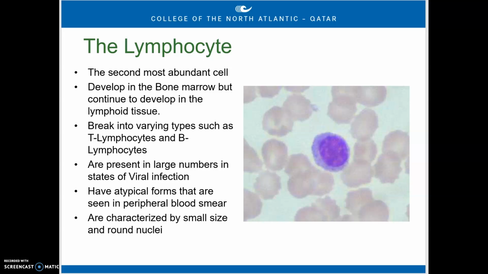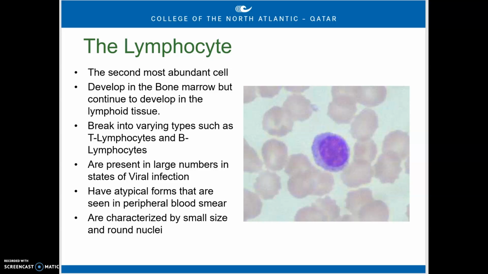The lymphocyte, this is going to be the second most abundant of the white blood cells. And this cell will develop in the bone marrow, but it'll continue to develop and it'll also mature in the lymphoid tissue. Now we're going to talk about the lymphatic system in another unit, so I'll save that talk for then. They can further develop, or we can still break them down in a couple of categories called T lymphocytes and B lymphocytes, and that'll be pretty clear when we talk about the immune response, what the difference between the T cells and the B cells is.